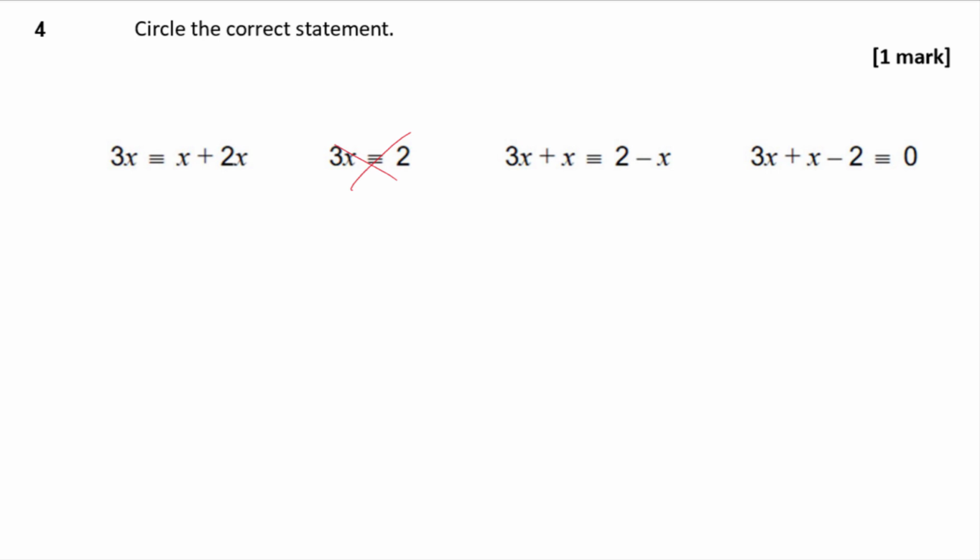Similarly, 3x plus x equals 2 minus x, that resolves to 4x equals 2. And again, that would be true for x equals a half, but it isn't true for anything else. The next one, again, resolves to the same thing. So that's only equal to x equals a half. But this one here, look, 3x is identical to x plus 2x, or x plus 2x is 3x. 3x is equal to 3x, isn't it? Because whatever value the x is, that is always going to be true. So that is the one that's always true. The other ones are only true for particular values of x. So they're not identities, they're just equations.